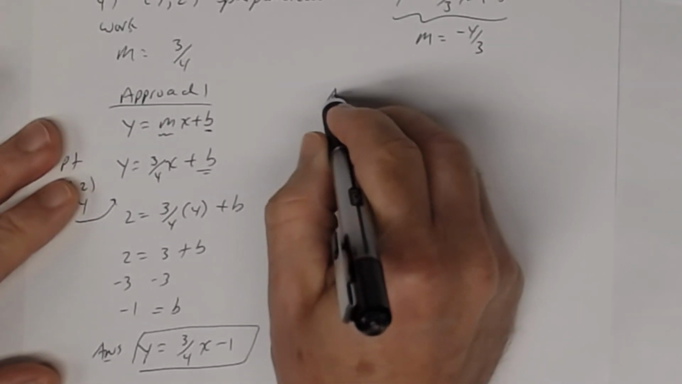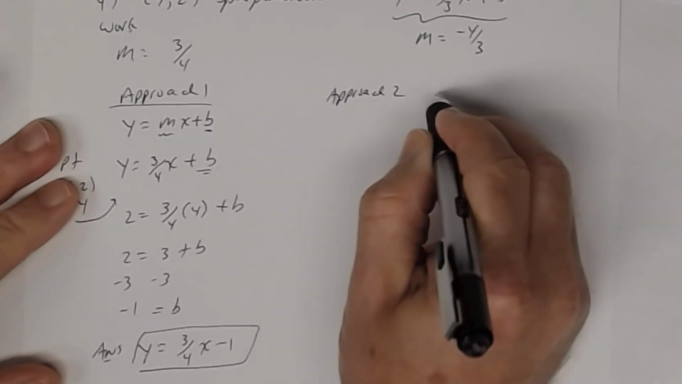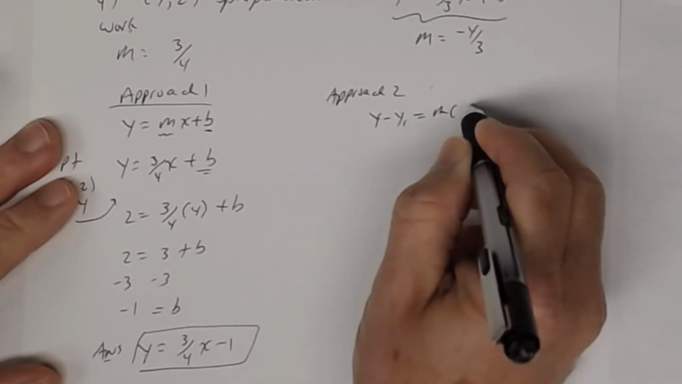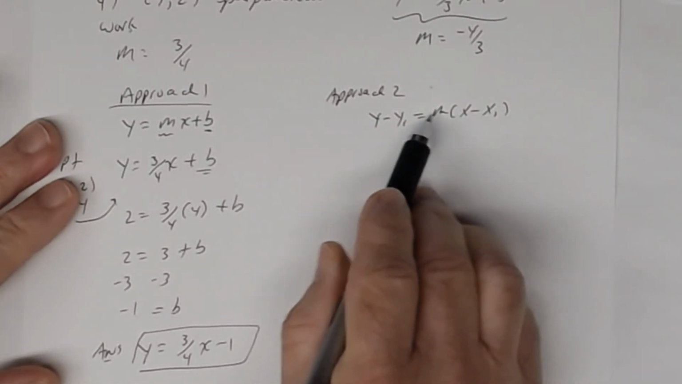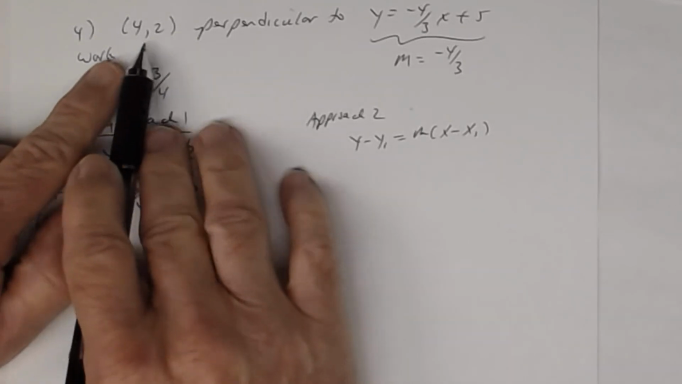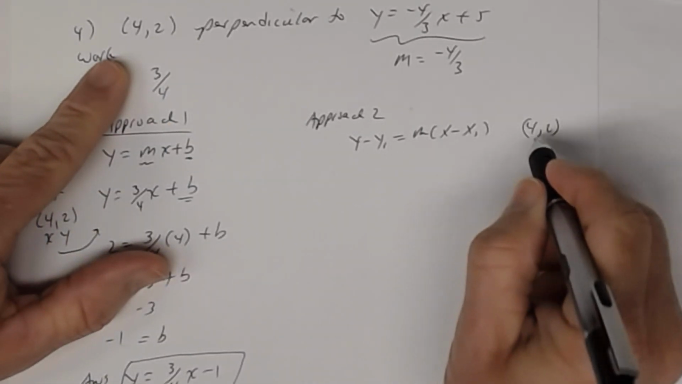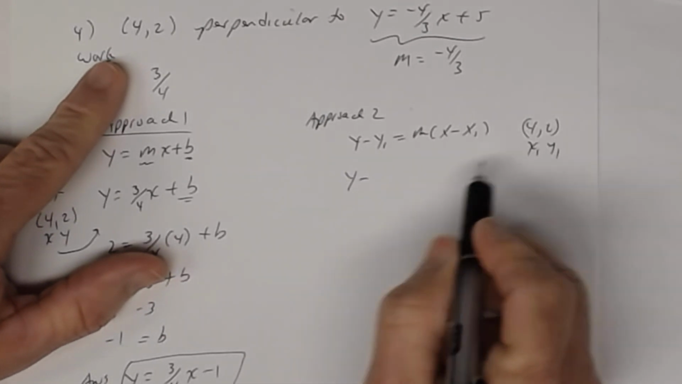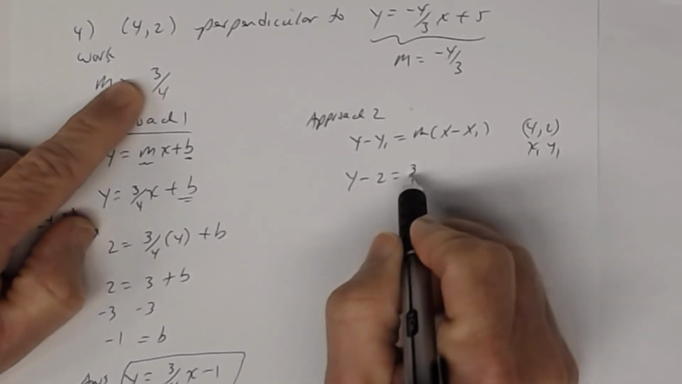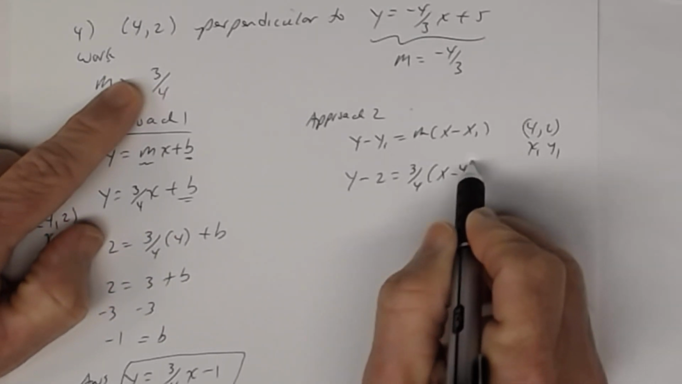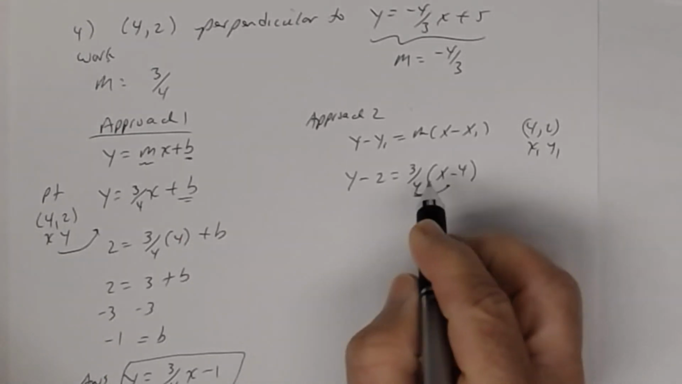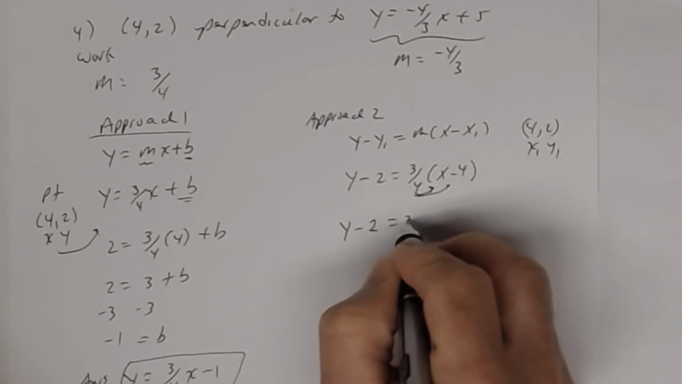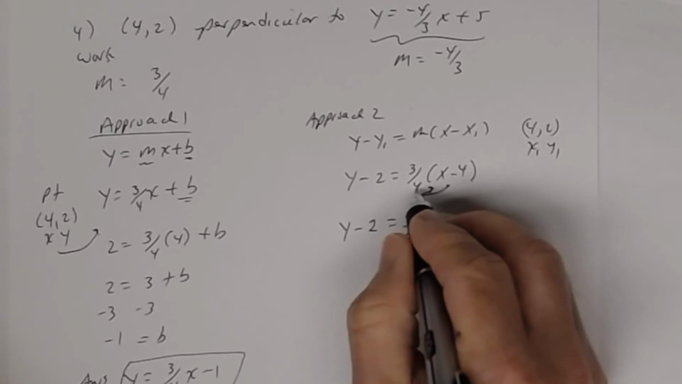The other approach that some of you probably took was to use the point-slope form: y minus y1 equals the slope times x minus x1. I know the slope of that line is this, and I know a point of that line is (4, 2). So this will be your x1, and this is your y1. So I get y minus 2 equals 3/4 times x minus 4. Distributing to get y by itself, because you want this in slope-intercept form, I have y minus 2 equals 3/4 x minus 3/4 times 4.